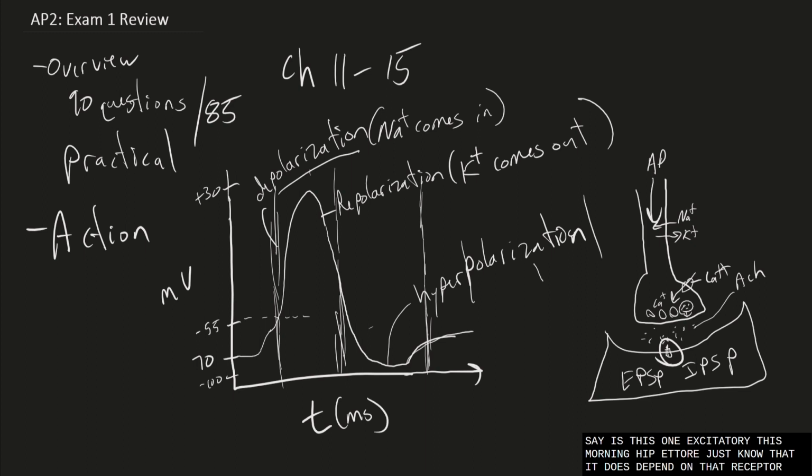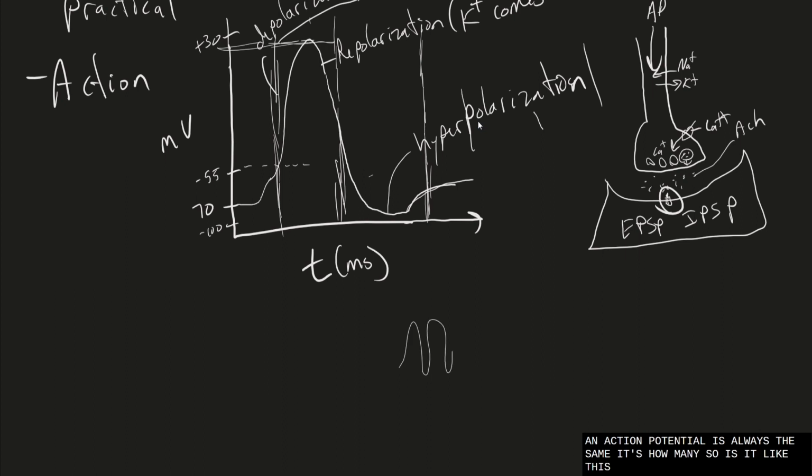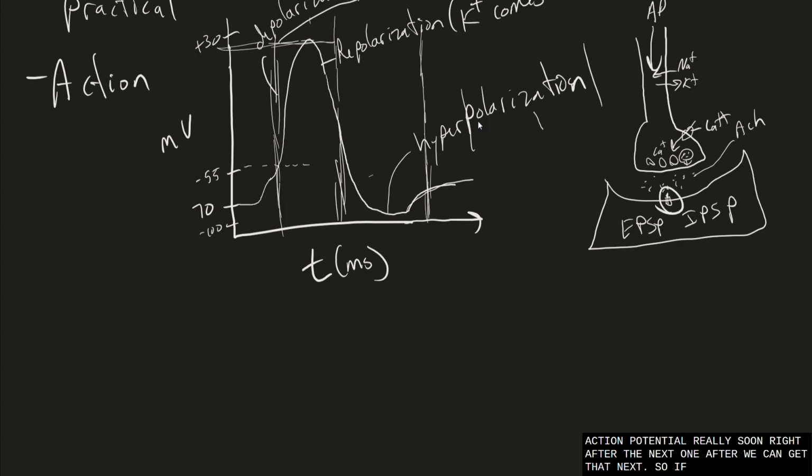And then also the strength of a stimulus. What makes a stimulus stronger or weaker? Remember, it's the frequency of action potentials, not the amplitude. The amplitude of an action potential is always the same. It's how many. Is it like this, where you draw a wave, or is the action potential really soon, right after the next one, after we can get to that next period? So it's the frequency in which they can reach the destination. That is what determines how strong a stimulus is.